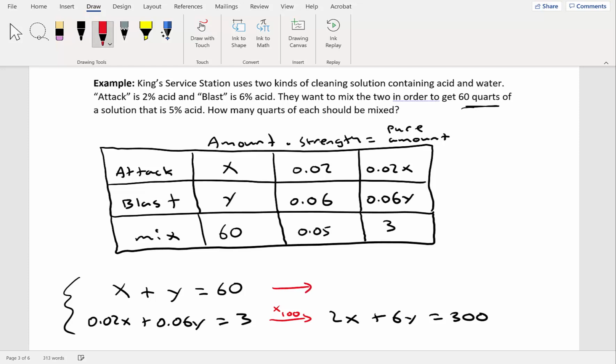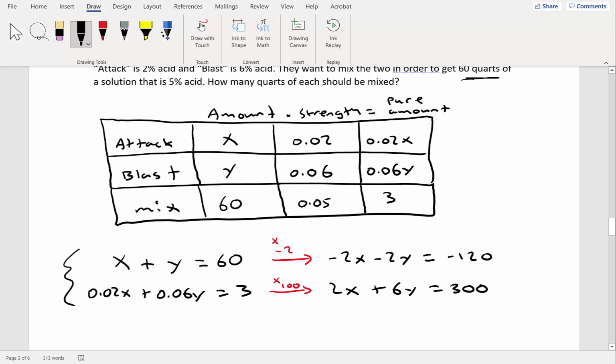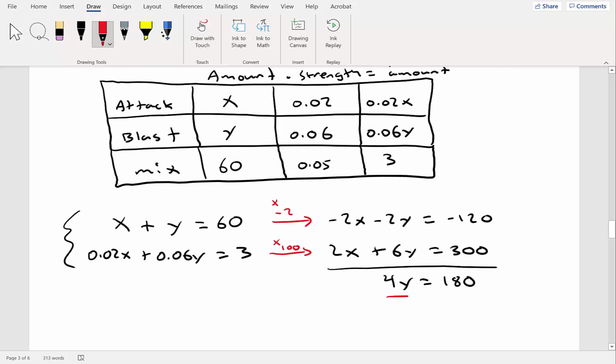And now if we're using the elimination method, I'm going to go ahead and get rid of my x's. So since we have positive 2x, I'm going to multiply the first equation by negative 2. So I get negative 2x minus 2y. This is equal to negative 120. Add the equations together, x's cancel out, we're left with 4y is equal to 180. Now divide both sides by 4. We get y is equal to 45. Okay, so we have 45 quarts of our blast solution.